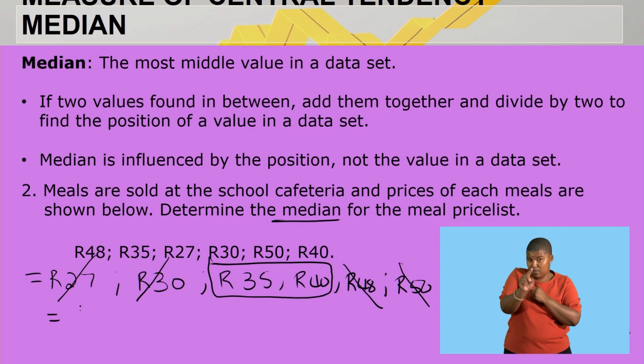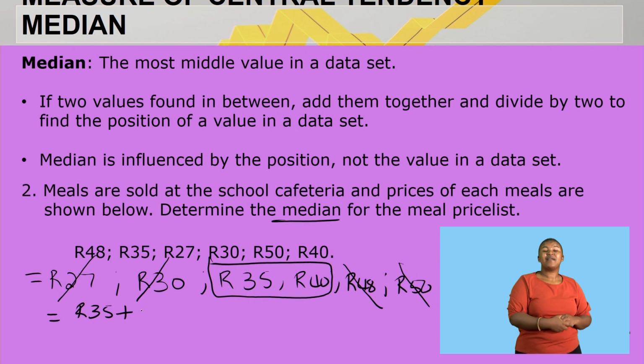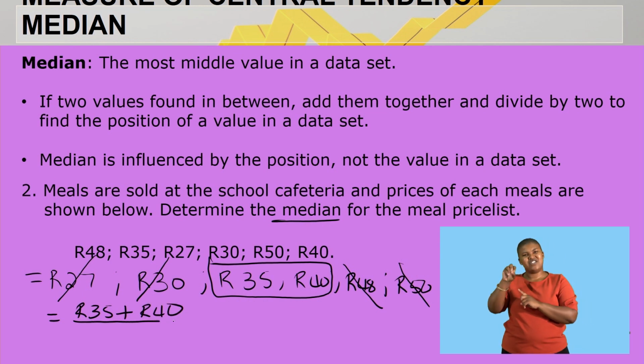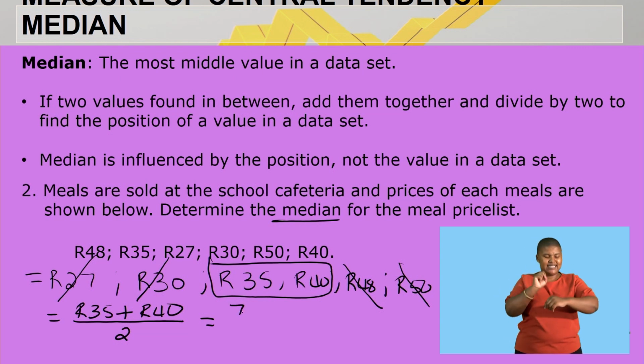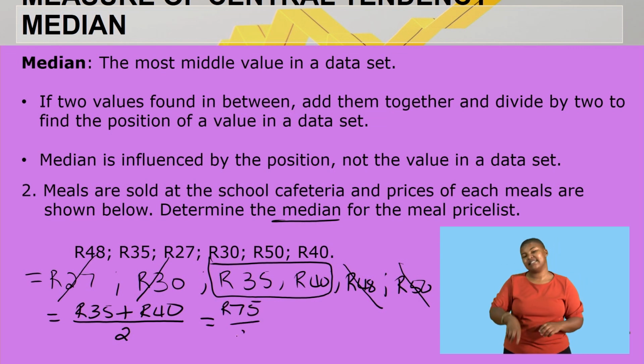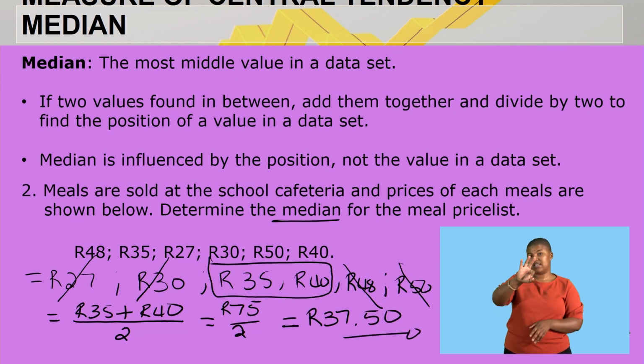So we are going to say 35 rand plus 40. Remember, we have said if you find two values in between, you add them together and divide by 2. So in this case, 35 rand plus 40 divided by 2. The sum of these two is 75 rand, divided by 2. When that is divided by 2, it gives you a total of 37 rand 50. So it will be 37.50, because after the comma it gives you only one value, which is a 5. If we are dealing with money, you simply add a 0 to make it complete, 37 rand 50.